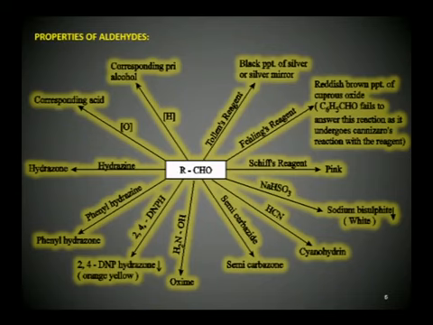So, as we know, when alcohols are oxidized, we get aldehydes. When aldehydes are oxidized, we get carboxylic acids. When carboxylic acids are reduced, we get aldehydes. When aldehydes are reduced, we get alcohols. So, in a nutshell, we can see that these are the properties of aldehydes.